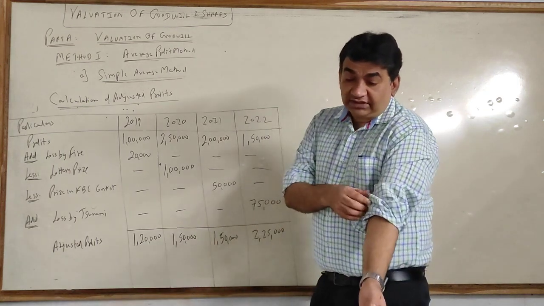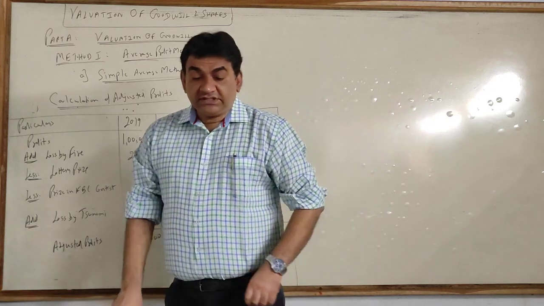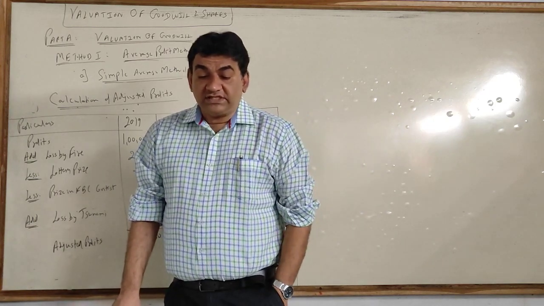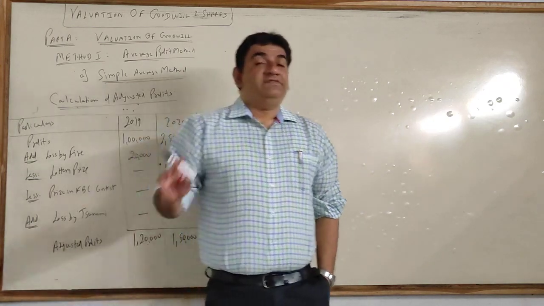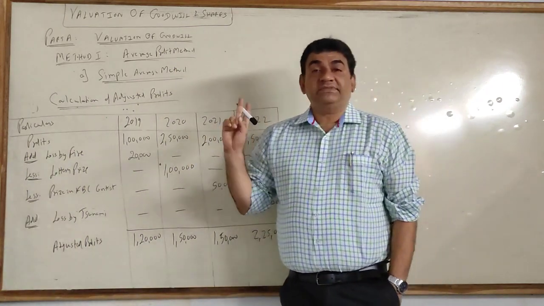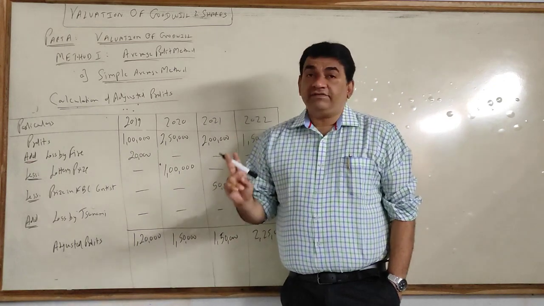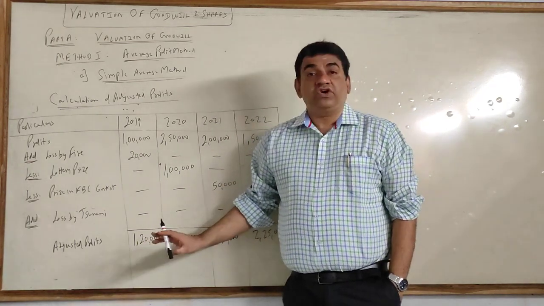Now see, what is the method of goodwill? See the starting part. At 3 years purchase of last 4 years adjusted profits. If it is weighted average, they'll mention it. When we come to that sum, that time we will see. So now what you have to do, the next step, we have to get the average of this.